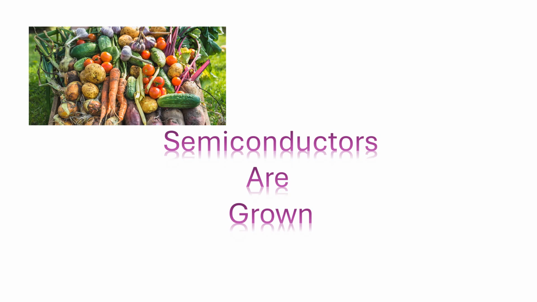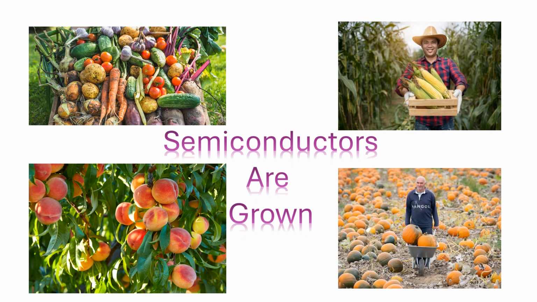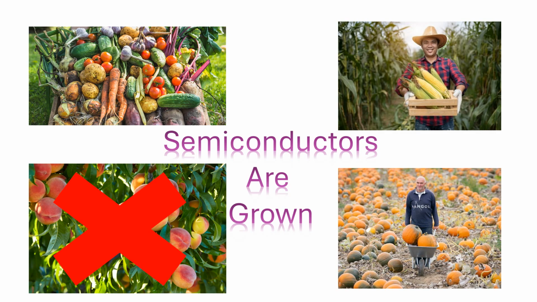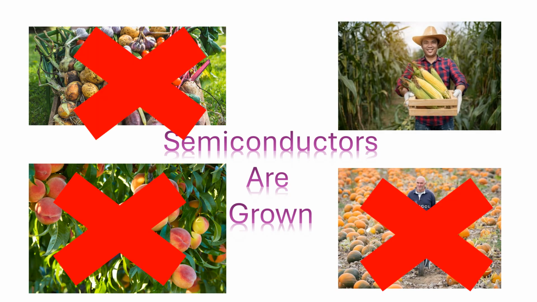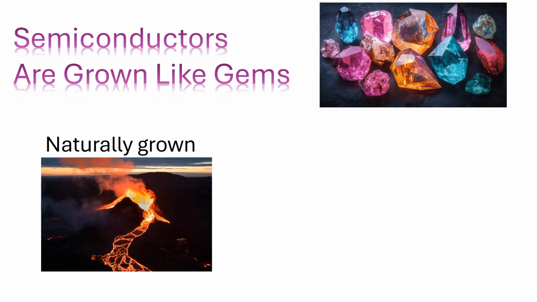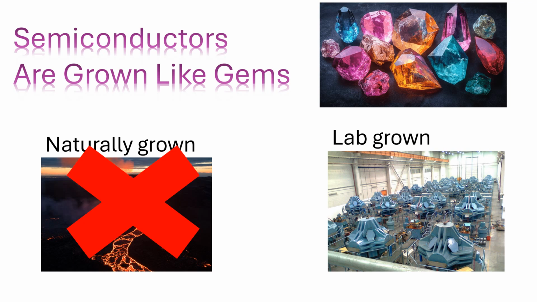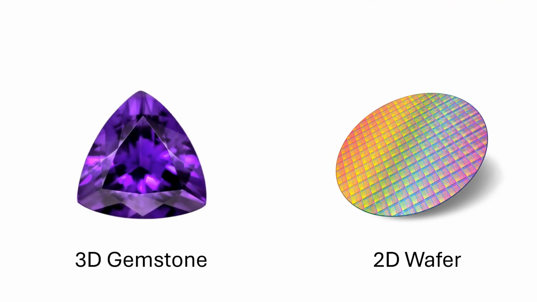I mean, vegetables are grown and fruit is grown by people like him and him, but semiconductors are grown, but not like fruit and not like vegetables and not by people like him and him. Semiconductors are more grown like gems. And you might know that gems can be grown naturally in the earth with lots of pressure and heat, or in a lab. And semiconductors, like the ones we use, are not grown naturally. They're created in a lab.